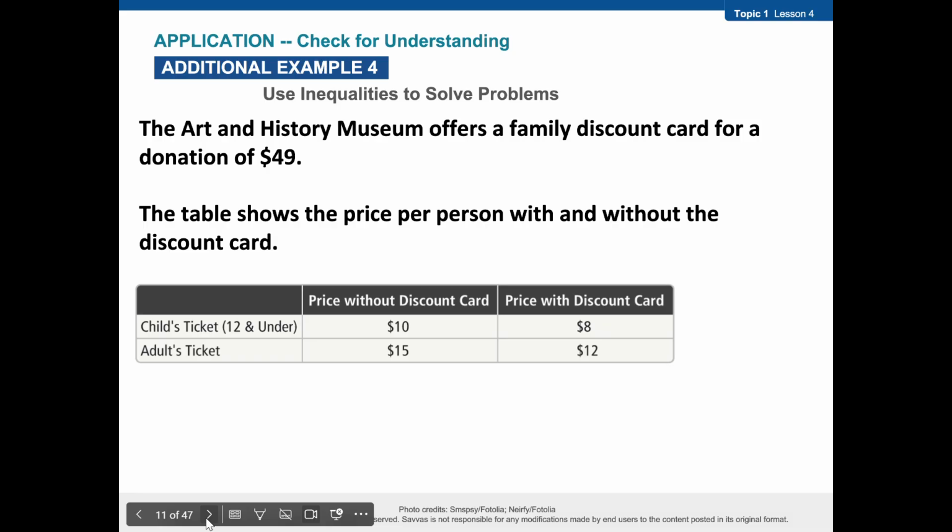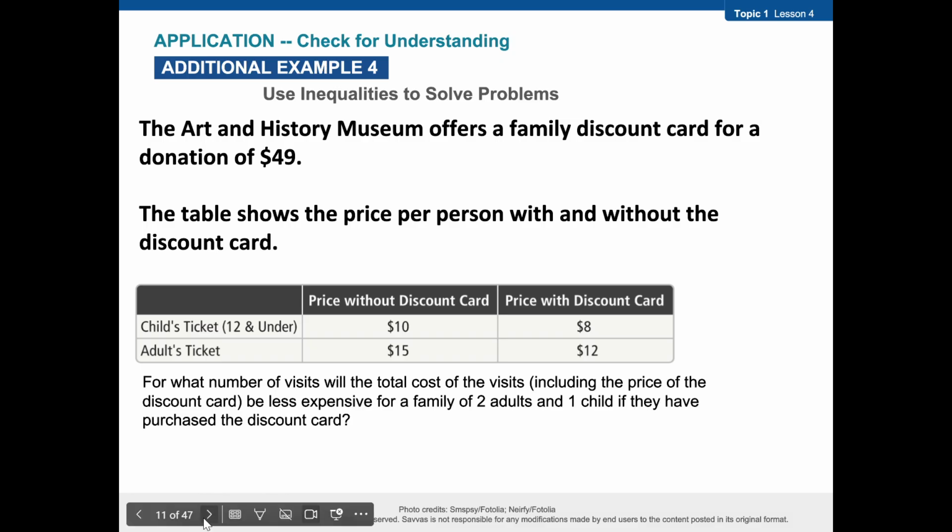Here's another example. The Art and History Museum offers a family discount card for a donation of $49. The table shows a price per person with and without the discount card. Without the discount card, each child is $10, each adult is $15. Once you pay a donation of $49, then each child is $8 and each adult is $12. Well, they want to know for how many visits will the total cost of visits, including the price of the discount card, be less expensive for a family of 2 adults and 1 child if they have purchased the discount card.